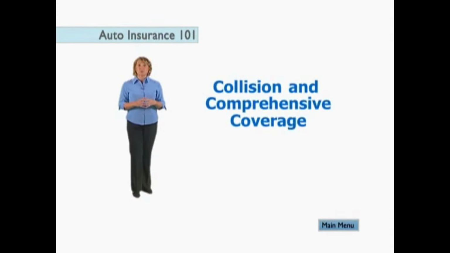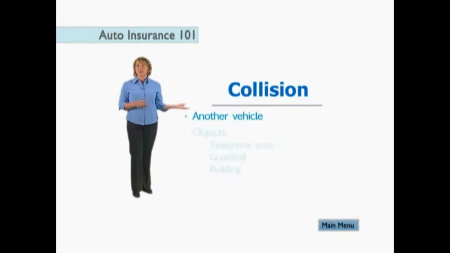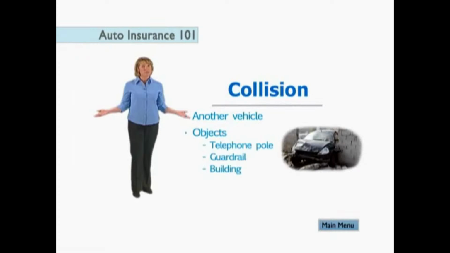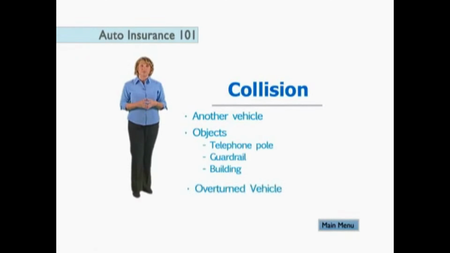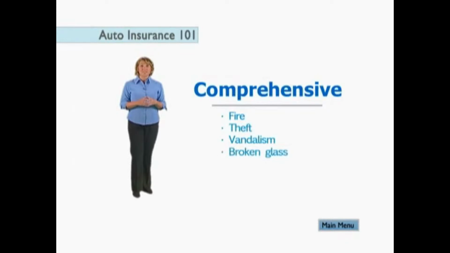Protection for your automobile is provided under the collision and comprehensive portions of a policy. Collision coverage applies when you have an accident involving another vehicle or an object, such as a telephone pole, a guardrail, a building, or when you overturn your vehicle. Comprehensive coverage applies in losses involving fire, theft, vandalism, broken glass, hitting an animal, flood or hail damage, or other losses not caused by collision.